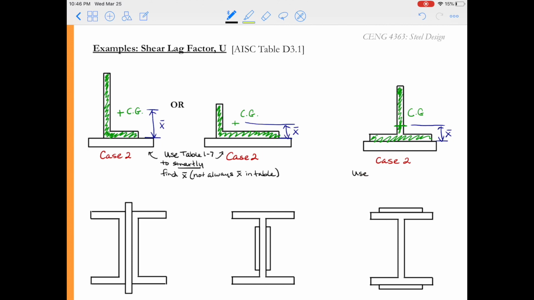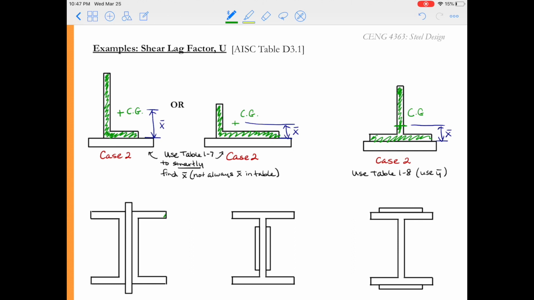Here, we're going to be able to use table 1-8 for the properties of the WT member. But again, when we look at that table 1-8, we'll see that the value we really need to pull out of the table will be referred to as Y bar, not X bar.